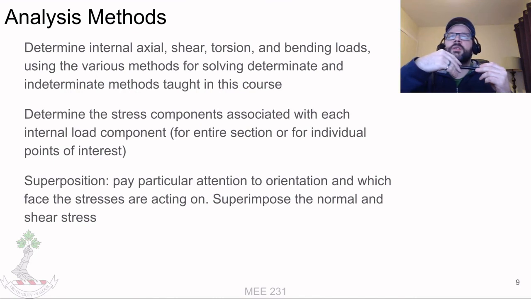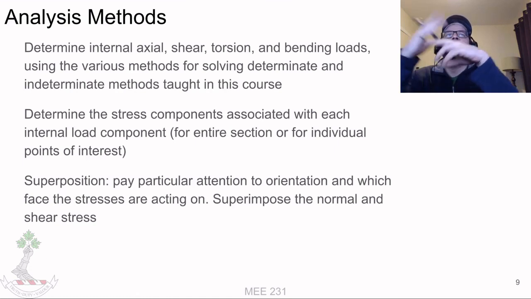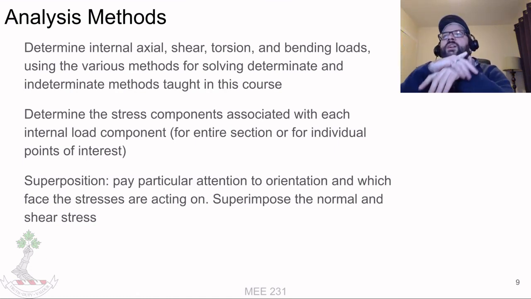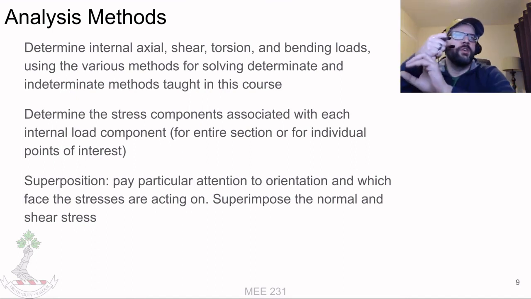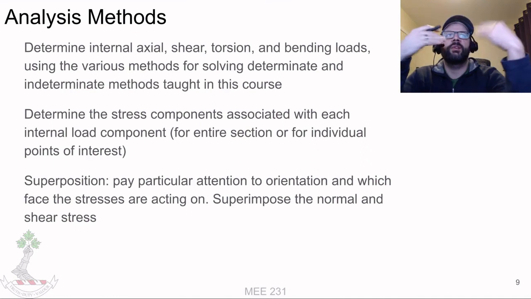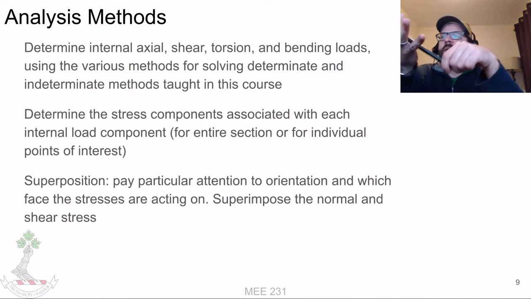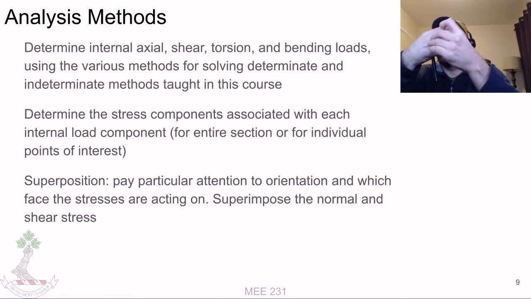So that's an example. What we tend to do is figure out what loads you have. At a particular point, what's your axial load, what's your shear load, what's your torsion load, what's the bending load at that point. Then figure that out using the various methods that we talked about. If it's a determinate structure, then it's simple. If it's indeterminate, it's not so much, but oh well.